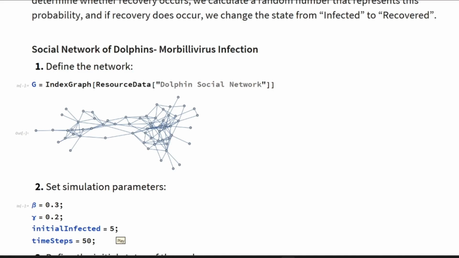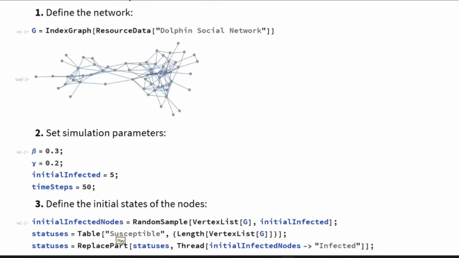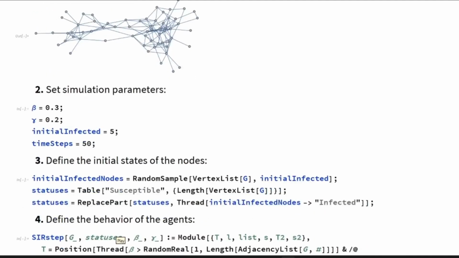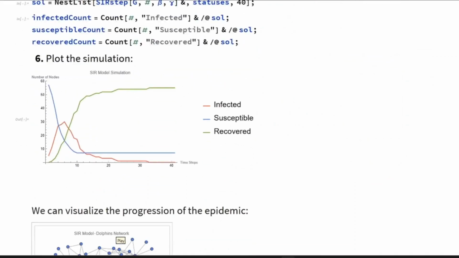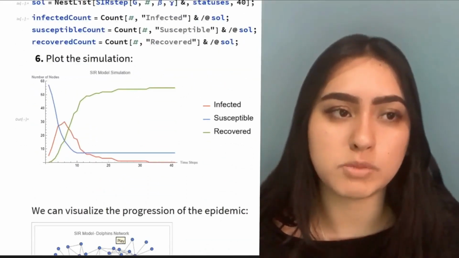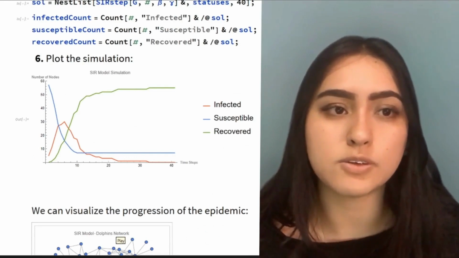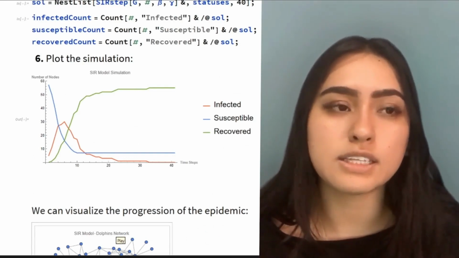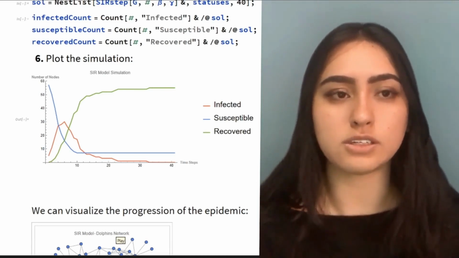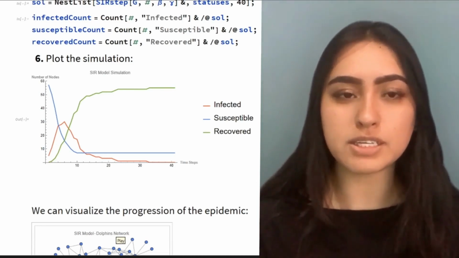We define the network, we set the simulation parameters, we define the initial states of the nodes, we define the behavior of the agents, we run the simulation, we plot the simulation, and we can observe that this follows the same trend as the differential equation approach. Here, as time progresses, the infected population increases, indicating the spread of the disease.